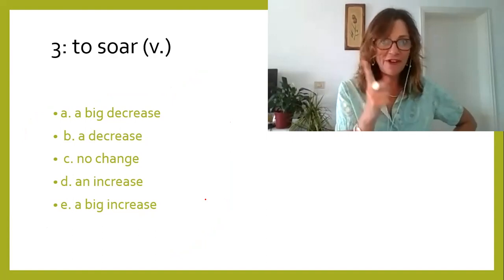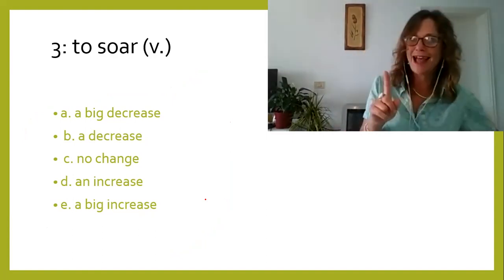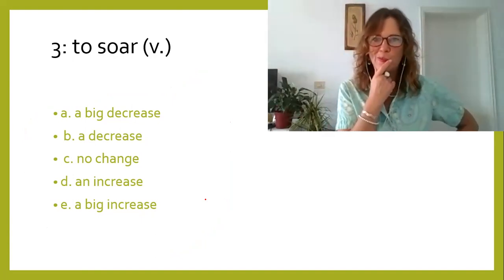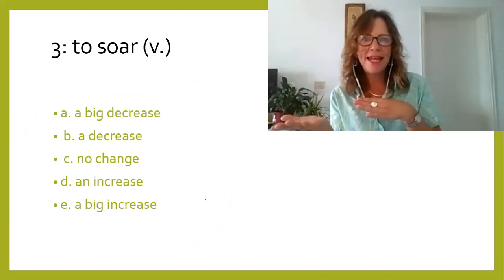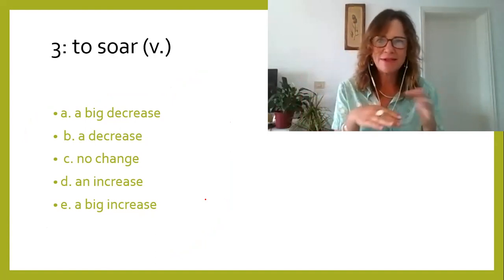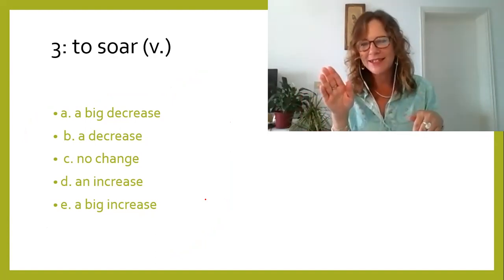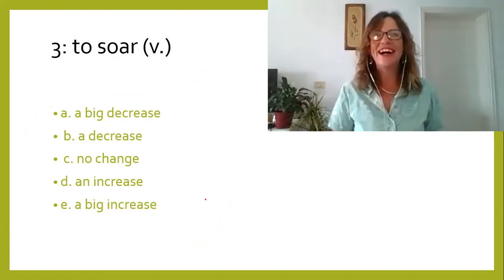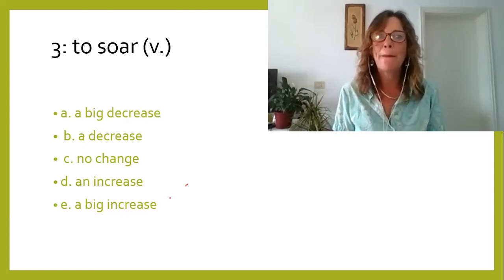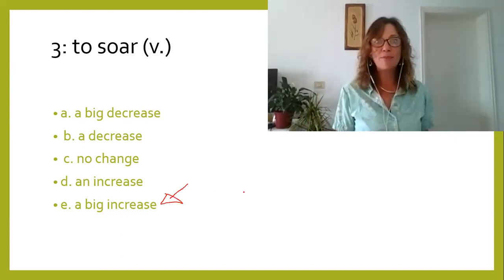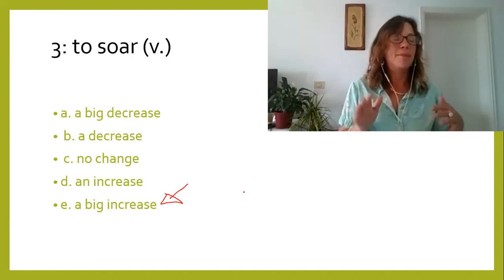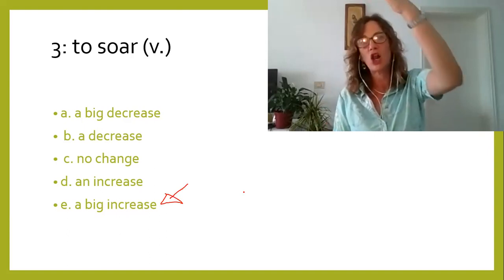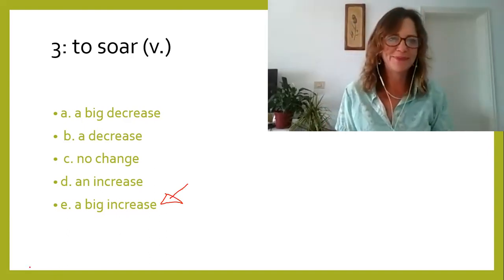To soar, it's a verb only. You can't use this as a noun because it would mean something else. But to soar, the verb, what does it mean? Big decrease, a decrease, no change, an increase, a big increase. Yay, well done if you said it's a big increase. For example, we talk about a plane soars into the air. So it's increasing a lot. It's a big increase. Good. Let's try more.